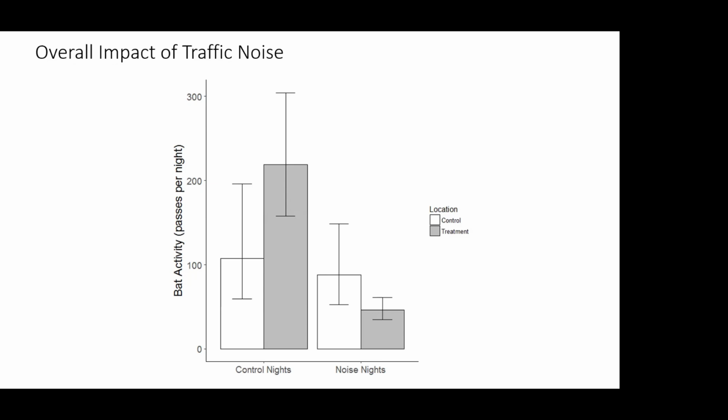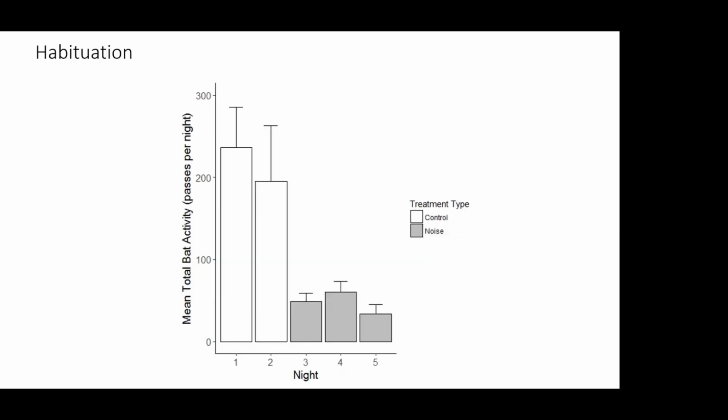However, where we played the traffic noise, we found a significant drop in bat activity. When we look at just our treatment locations and break down the 5 nights, you can see here the white nights 1 and 2 have quite a bit of bat activity, with the average bat passes per night ranging from 200 to 250. Then if you look at the grey bars, which are our treatment or noise nights, nights 3, 4, and 5, we see approximately a two-thirds drop in bat activity.